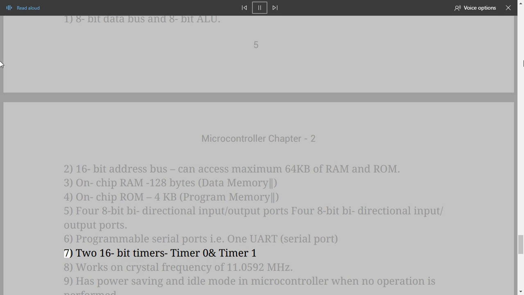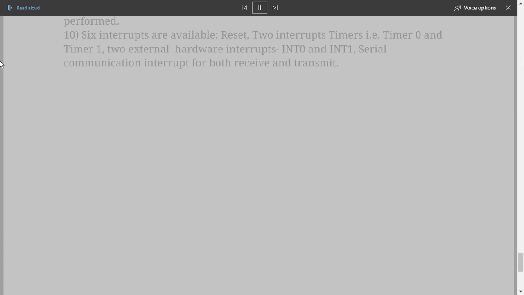7. 2 16-bit timers, timer 0 and timer 1. 8. Works on a crystal frequency of 11.0592 MHz. 9. Has power saving and idle mode in the microcontroller when no operation is performed. 10. 6 interrupts are available: reset, 2 timer interrupts, i.e. timer 0 and timer 1, 2 external hardware interrupts INT0 and INT1, and serial communication interrupt for both receive and transmit.